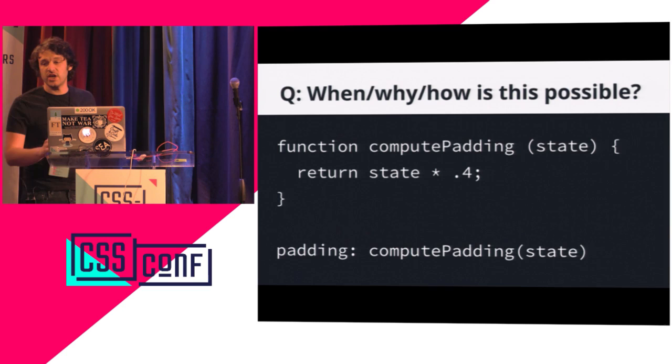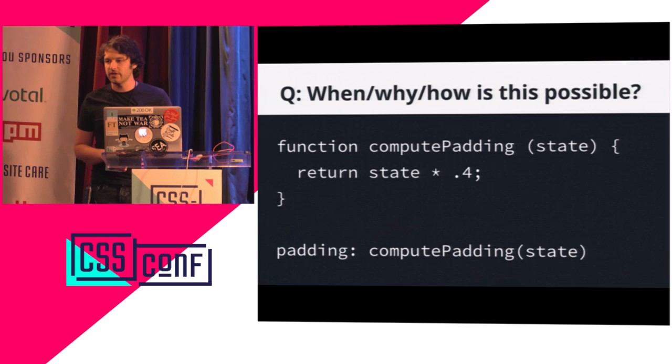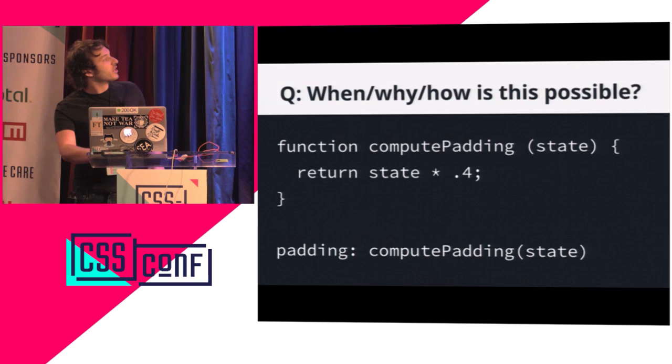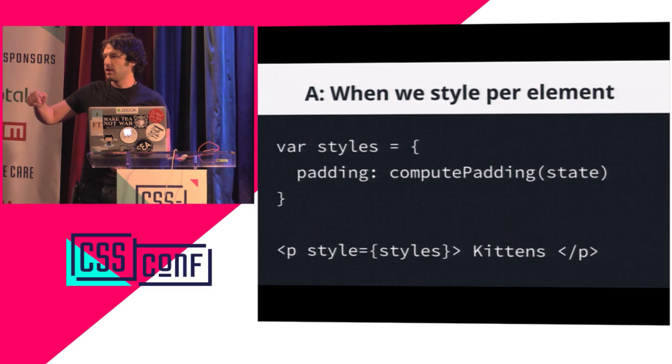We end up with this. And I can tell you, we're building major client applications like this. Once you have functions, it's very hard to contemplate going back. Why can we do this? Compute padding and pass in some state, whatever you want. In what circumstance can we do this? Well, we can do this if our inline style is a compile target. If we take an object, put it all together, and aim it at a style tag, we can compute every time the application changes.